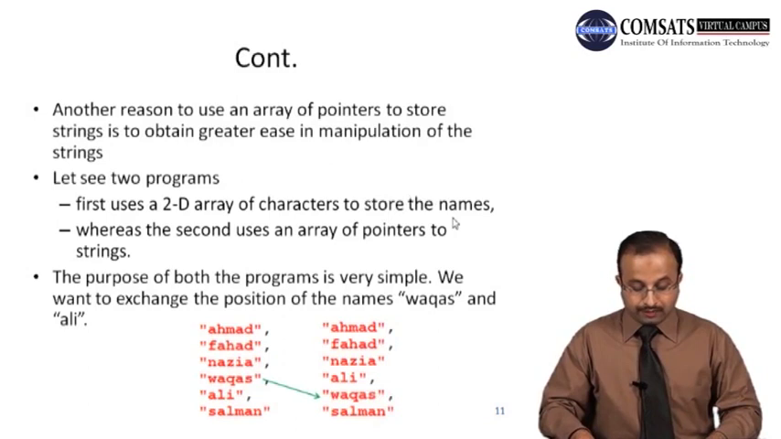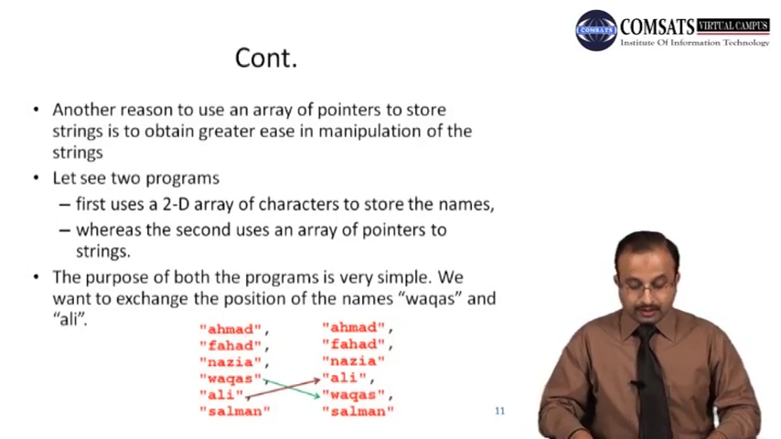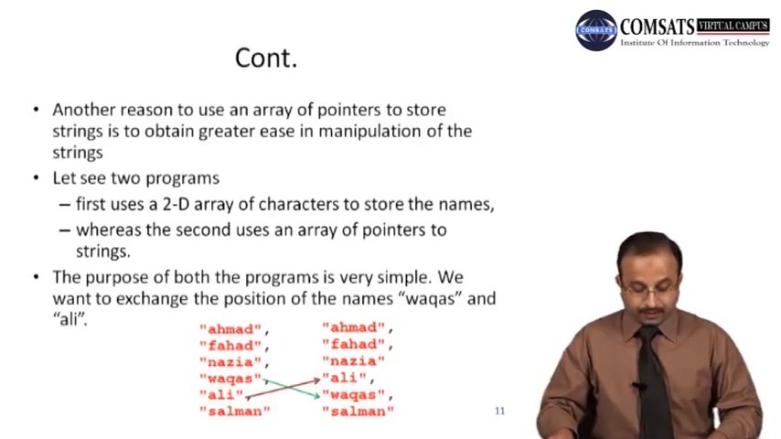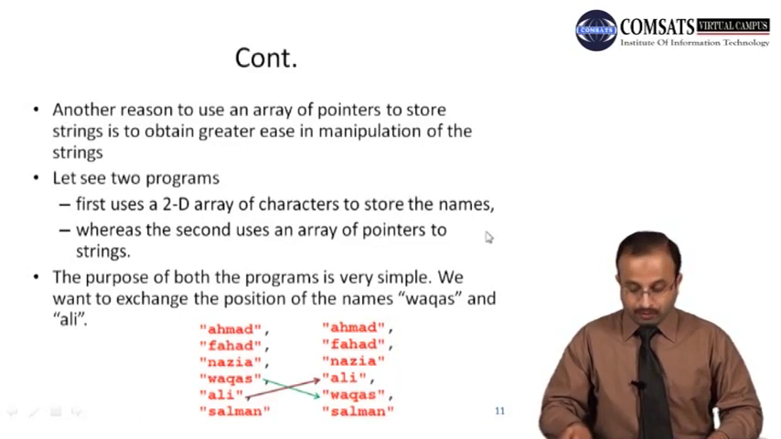So Waqas goes at fifth position and Ali comes at fourth position. Waqas was previously at the fourth position, it comes to the fifth position, and Ali was previously at the fifth position, it comes to the fourth position. This is what we want, and we write two programs, one with a two-dimensional array of characters and the second one that uses an array of pointers to strings, and we'll see what the difference is.